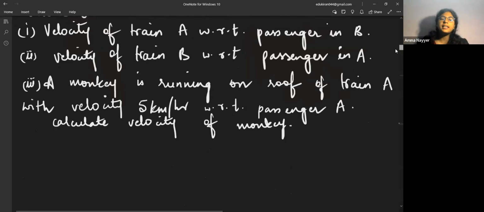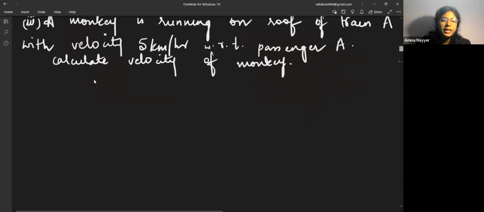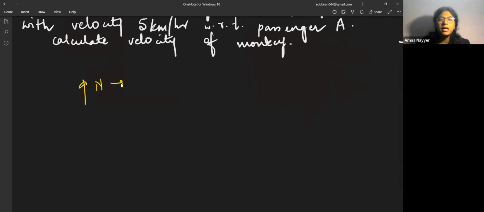So see, one sign convention we have to choose. Let's say north, I'm taking it as positive, meaning moving upwards as positive. So downwards, moving towards south, will be negative.